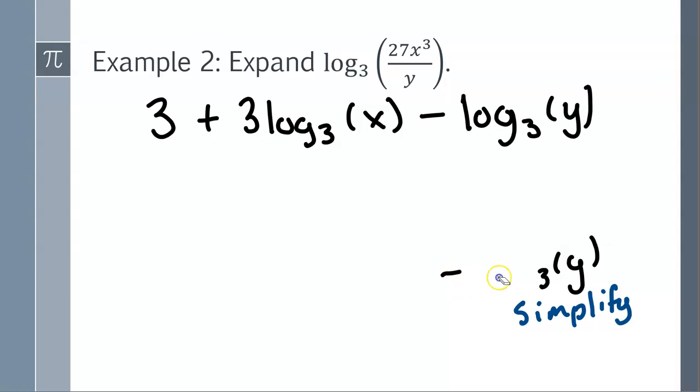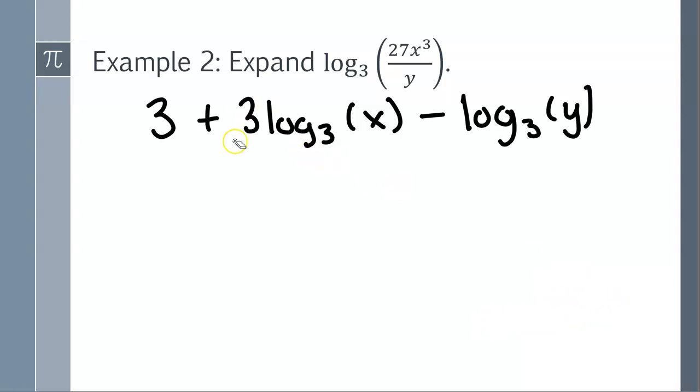So notice we simplified so that we do have a 3 out there, and we use the power rule to get the 3 over here. The big key for most people is going to be forgetting this part. You do have to simplify if possible.